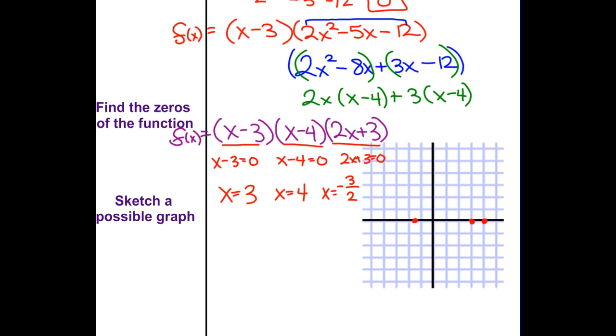So sketching a possible graph, well, we know it's going to end up here. So what's going to end up happening is the graph's going to have to go up through there, come down, come back up really quickly, and go through there. That's my possible graph that I'm going to get. We'll talk more about what the graph should look like more specifically in section 5.6, but right now we're just going to talk about a possible sketch that you could have.